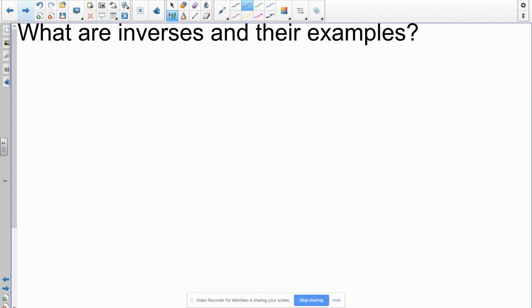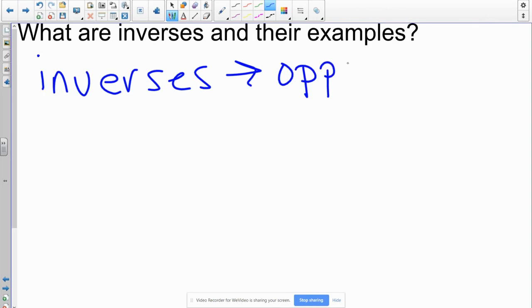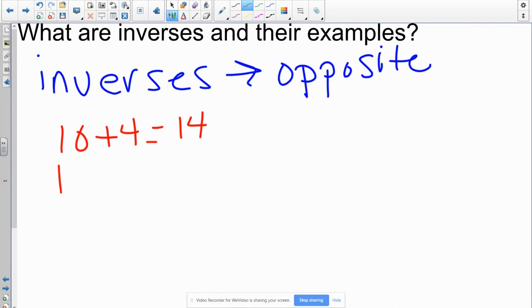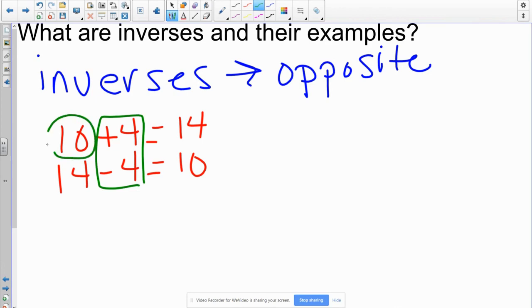So what are inverses and what are their examples? Inverses are the word for opposite. So when you perform an operation and then you do the opposite to undo that operation, those two operations are inverses. For example, if we take 10 plus 4 and get the value of 14, but then we take that 14 and we subtract 4, we go back to 10. So we're saying that adding 4 and subtracting 4 are inverses because they lead you back to the same exact values that you started with.